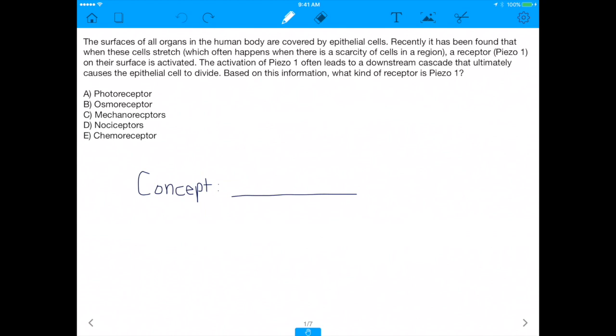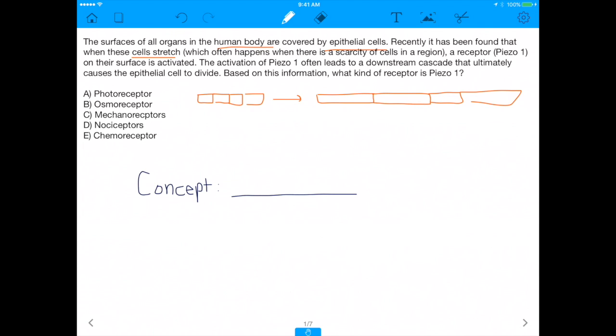which says the surfaces of all organs in the human body are covered by epithelial cells. Recently, it has been found that when these cells stretch, so let's say these are the epithelial cells, what I want you to see is when they stretch. So let's say there's something that causes them to stretch, aka they get longer.